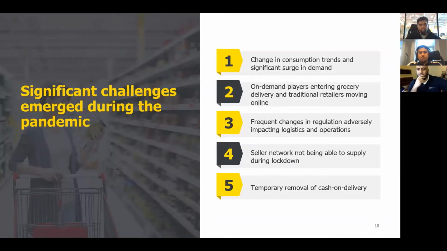Then frequent change in regulation. What we meant by this is there was a period initially where e-commerces were allowed to operate freely. Then there was a period of few weeks where we were specifically told that you need to have 1, 2, 3, 4 licenses. Your drivers need to have licenses. Even if the drivers want to step out, they need to have licenses. You should have a warehouse license, you should have an operations license, you should have a logistics license, you should have a people license.